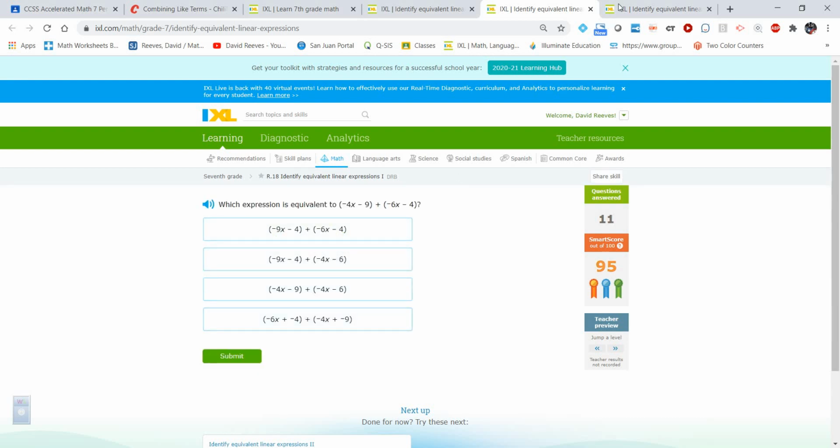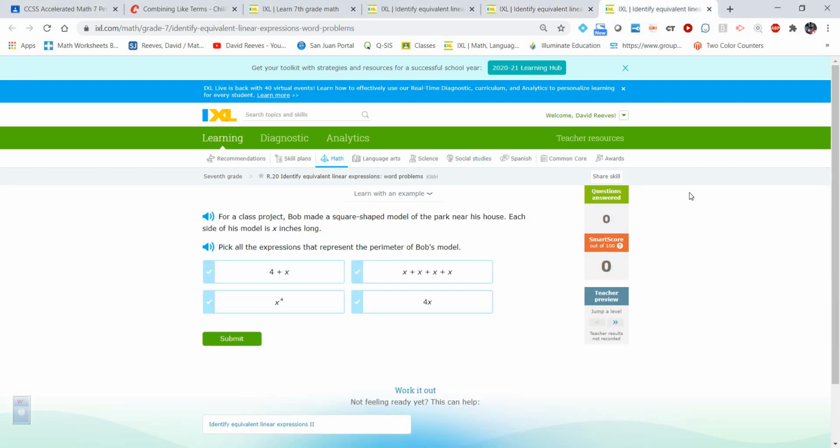All right, I am going to move on now to our final skill as we identify equivalent linear expressions, word problems. All right, these are going to be a little bit tricky. Some of them you're going to have to read very carefully and think it through. And it's going to require you to have a good understanding of the distributive property. All right, so here we go.